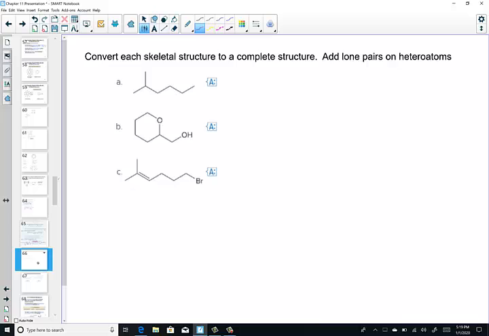Let's try converting each skeletal structure to a complete structure, adding lone pairs on heteroatoms. So I recommend just starting by counting how many carbons you have in this structure. Carbon 1 leads to carbon 2, 3, 4, 5, 6. When we complete the octet of each of these carbons, we're just going to add enough hydrogens to complete the 4 bond requirement on each of these carbons.